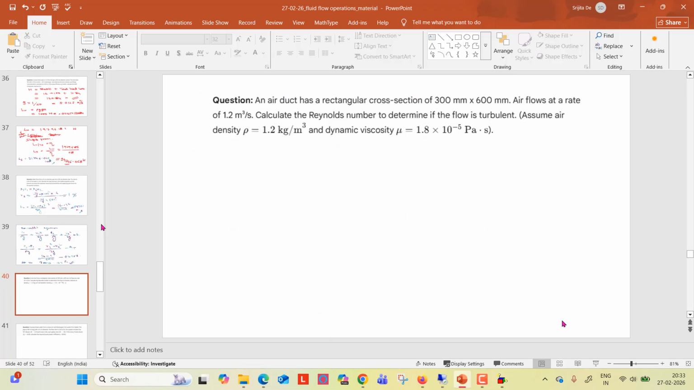Next, an air duct has a rectangular cross section of 300 mm by 600 mm. Air flows at a rate of 1.2 meter cube per second. Calculate the Reynolds number to determine if the flow is turbulent. Assume air density and dynamic viscosity like this. Okay.